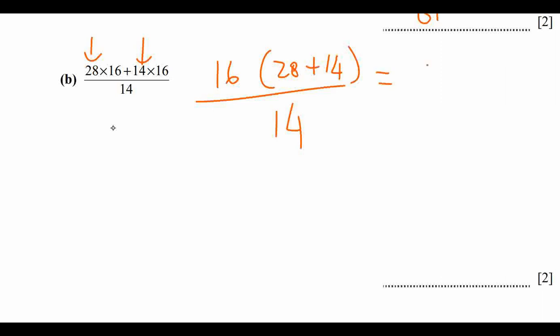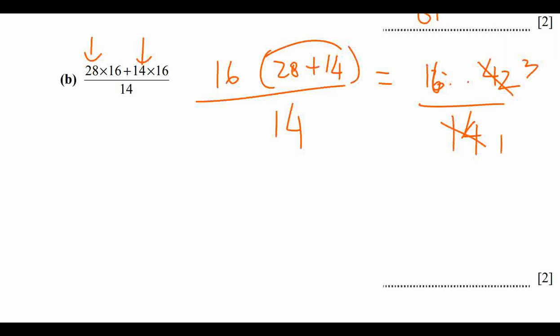Now simplify. 16 times 28 plus 14 is 42 over 14. Now we can cancel. 42 divided by 14 is 3, and 14 divided by 14 is 1. It means 16 times 3. Now what we have left is 16 times 3 is 48. So it's 48, the answer.